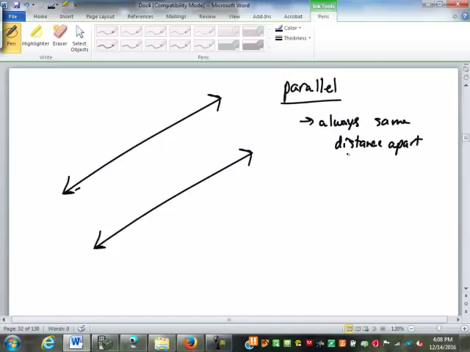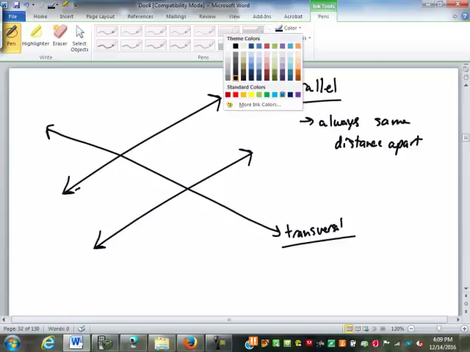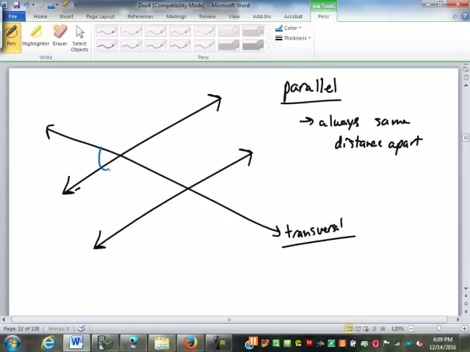Two parallel lines are always the same distance apart. If I cut those parallel lines with another line, it's called a transversal. A transversal doesn't even have to cut parallel lines. It's any line that cuts across two or more other lines. If I give you one angle here, say I tell you that this angle here is 61 degrees.